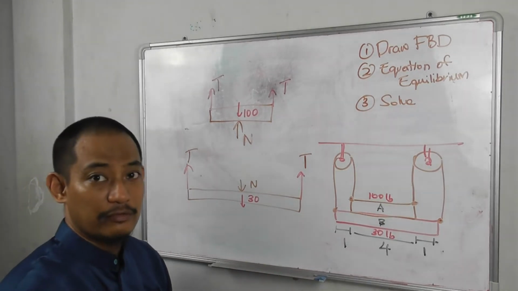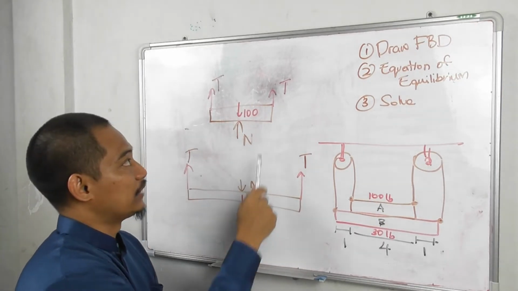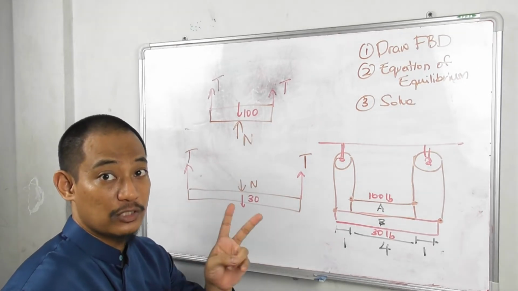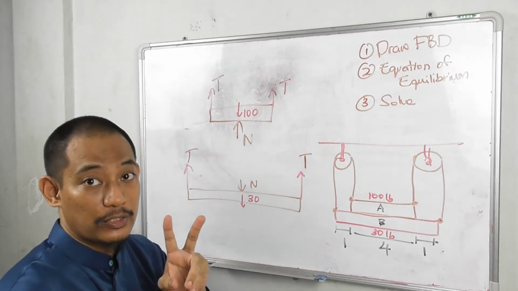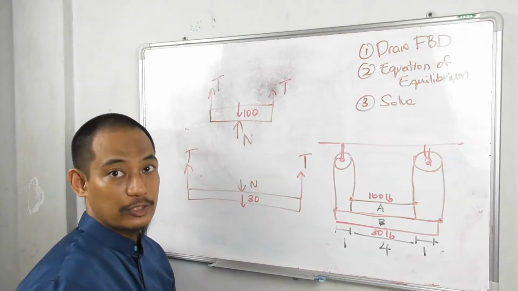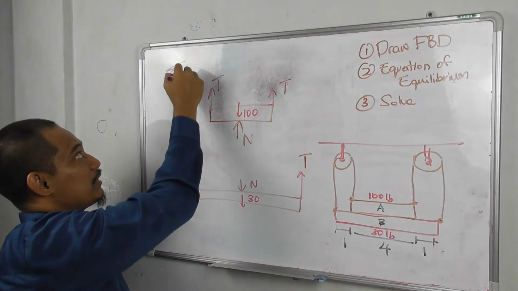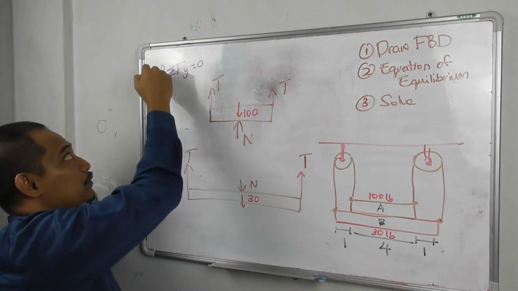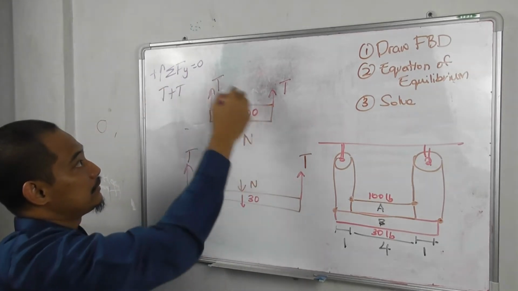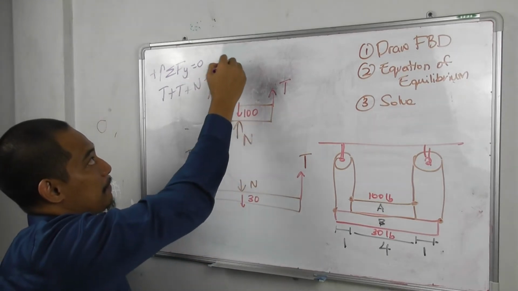How many unknowns do we have? Actually one unknown is N, one unknown is T. You have two unknowns, so you have two equations you have to solve simultaneously, and you have one equation here, one equation here from the equation of equilibrium. For this one, if you do summation of Fy equal to 0, taking upward as positive, you have T plus N minus 100 equal to 0.